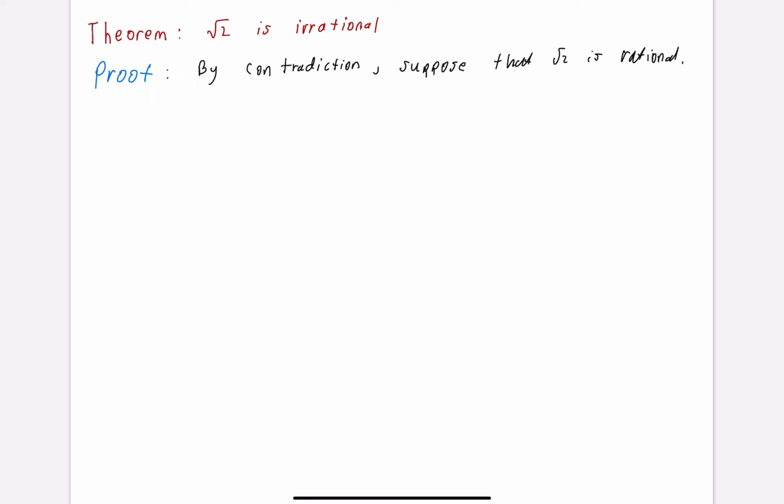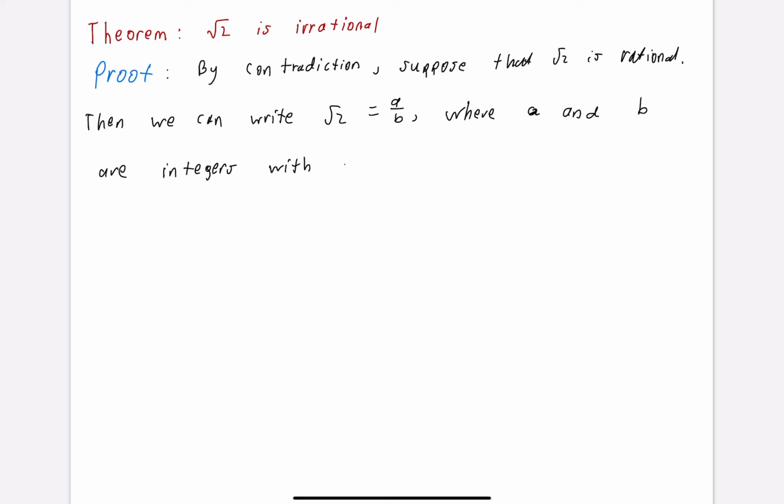By the definition of rationality, this just means that we can write the square root of 2 as a fully simplified fraction, a over b, where a and b are integers with no common factors except for 1. And b cannot be equal to 0, as division by 0 is obviously undefined.